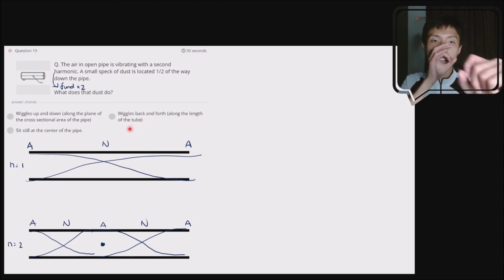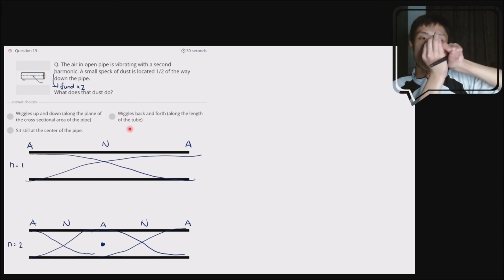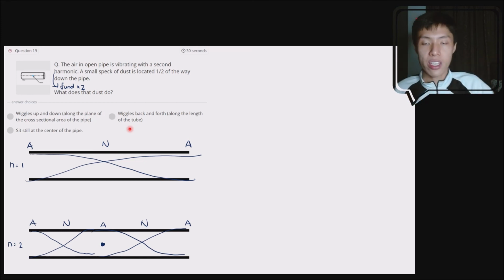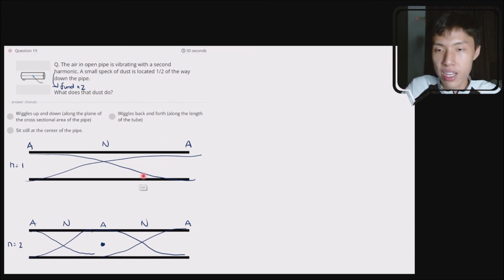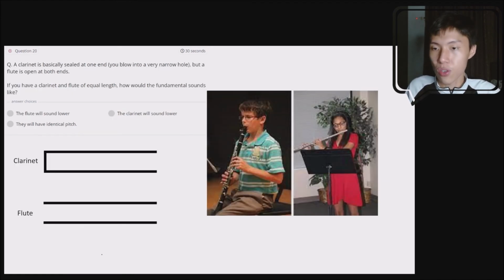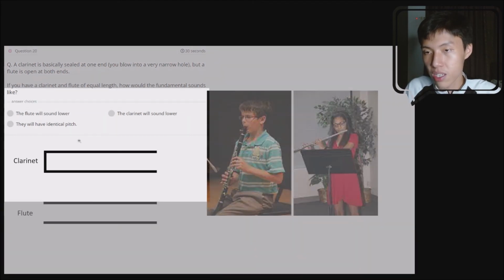So this is the length of the tube. This is the length of the tube. The particle is vibrating along the length of the tube. Okay, so this will be the answer. So that's it for this question. Let's move on to the last question of this quiz here.